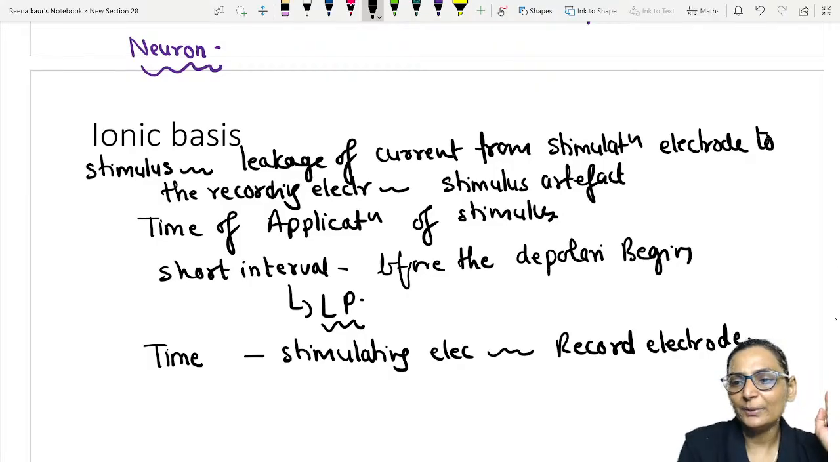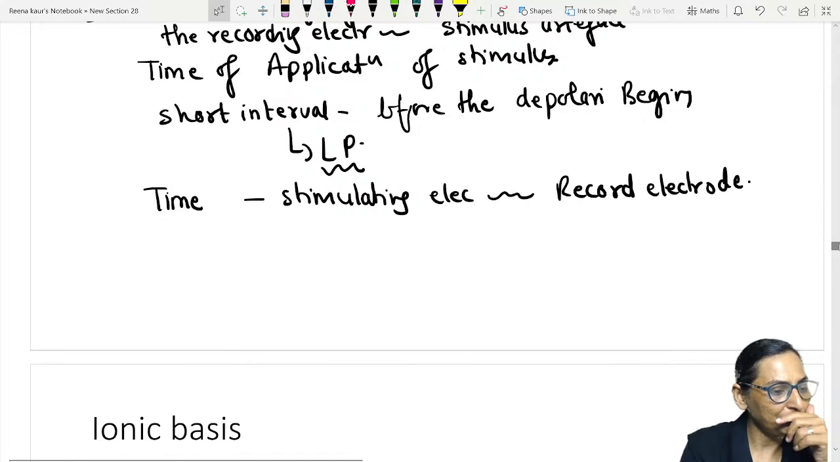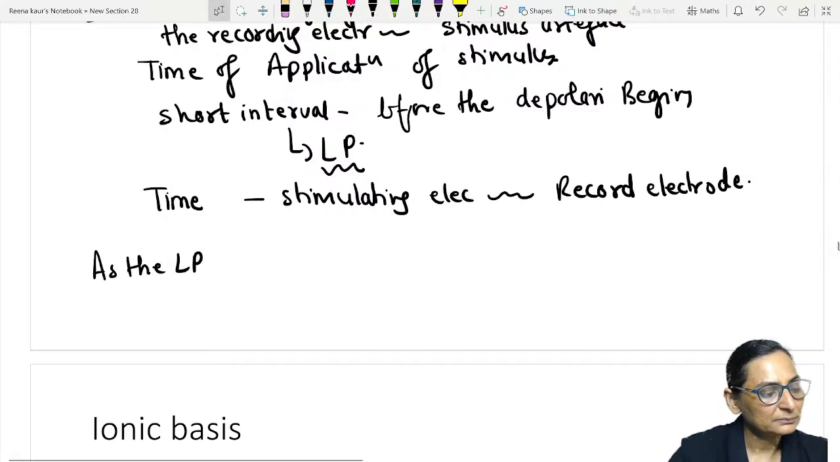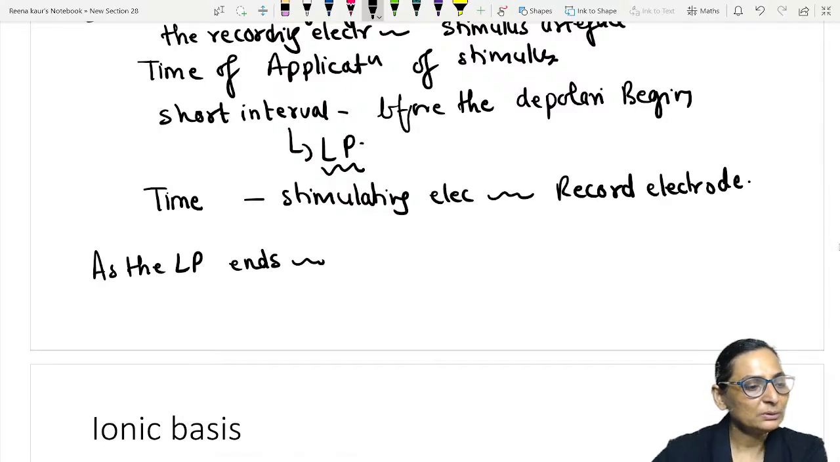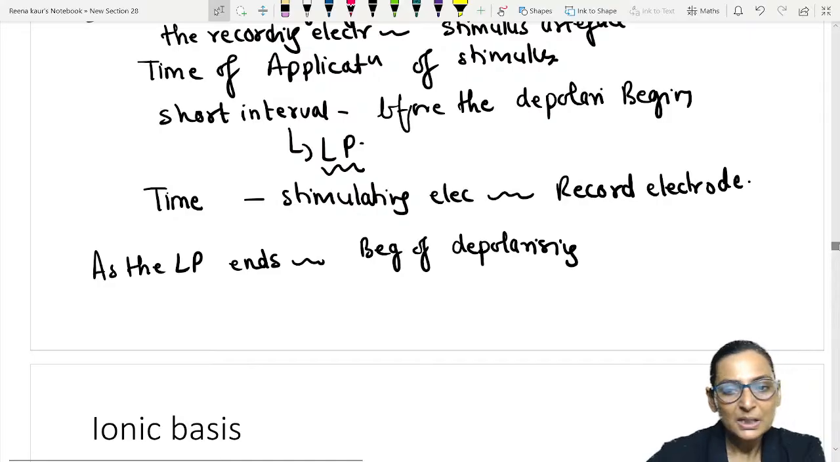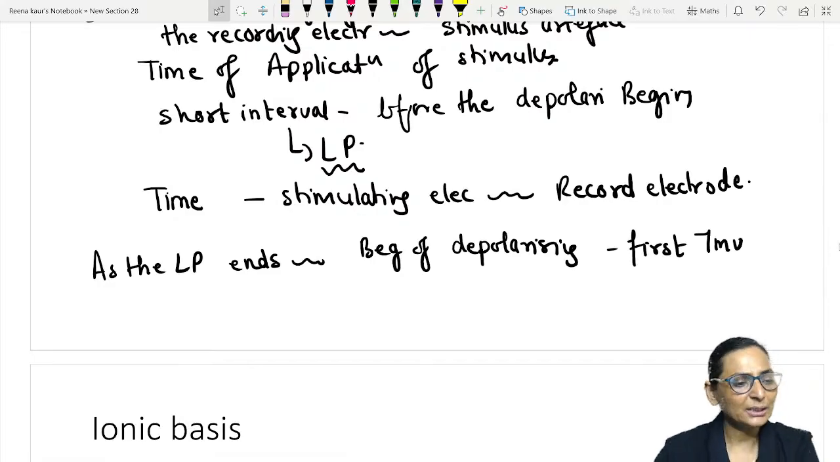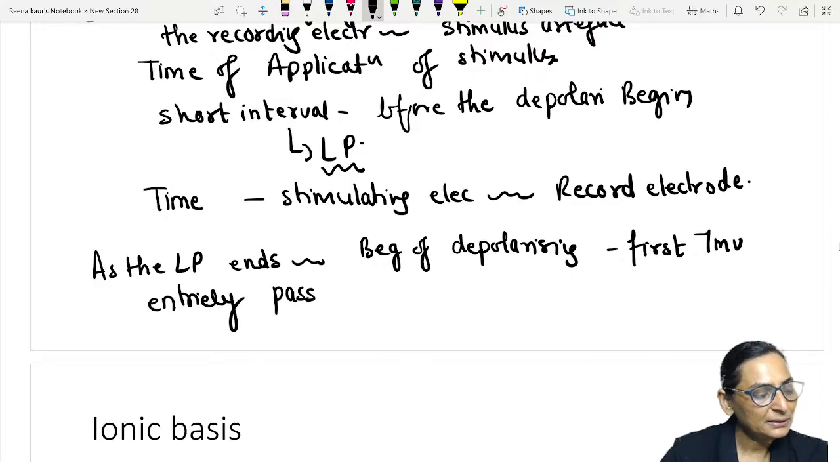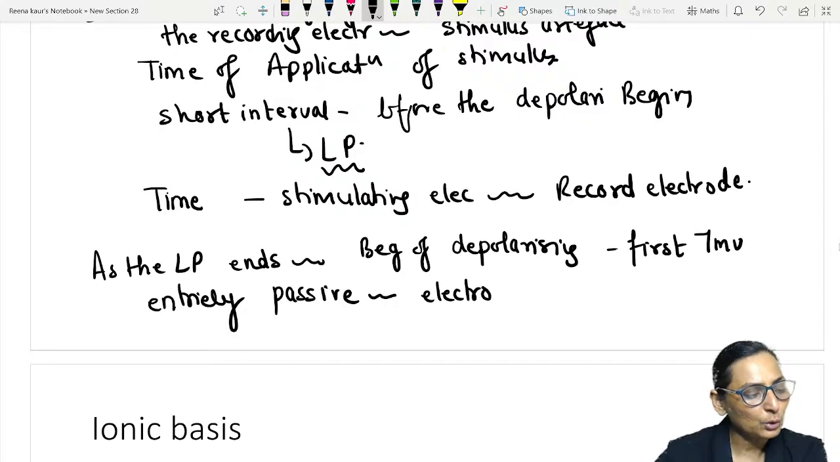Now at the end of latent period, when the muscle will start becoming positive, this is very important to understand. I'll write and then I'll again make you understand. You will see that as the latent period ends, there is beginning of depolarization. Remember the first 7 millivolts, जो पहले का नेगेटिविटी थोड़ा सा कम हो रहा है, suppose -70 से 7 millivolts नेगेटिविटी कम हो जा रही है, is entirely passive. It is just because of the electrotonic changes.